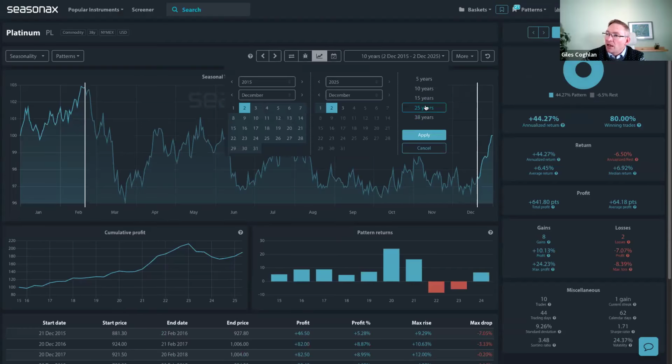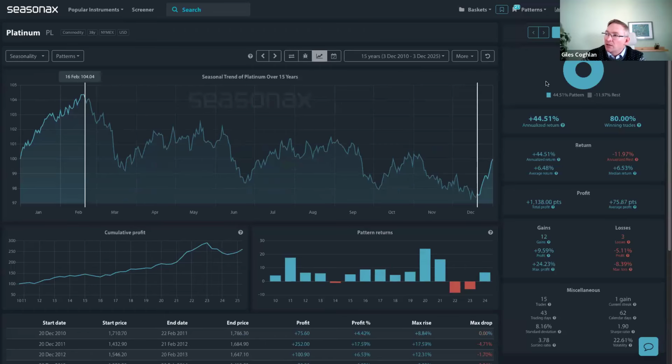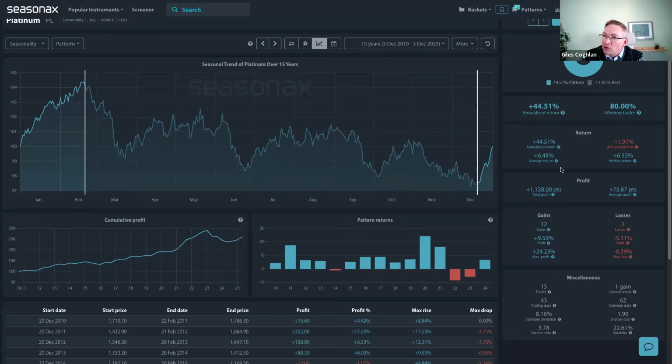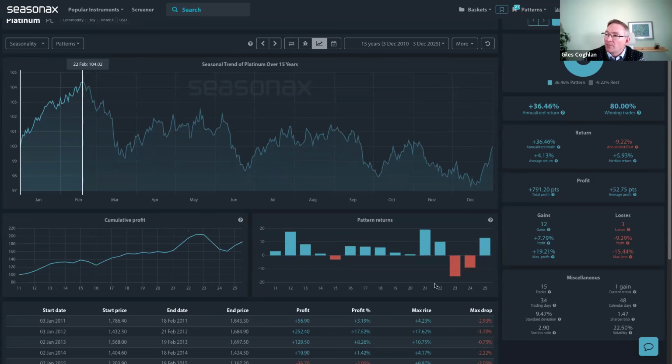Do you see how in the last 15 years, platinum has increased 80% of the time? And look at the average return. It's nearly 6.5% average return. Fantastic. So when we had the last Fed meeting, you see platinum rise. And if you look at platinum at the start of the year, the seasonal pattern, again, 4.13%.